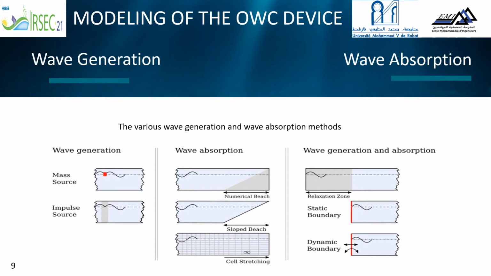For wave generation, as I showed, there are a variety of ways to create waves. The mass source, static boundary, impulse method, and dynamic boundary can all be used to generate waves. For wave absorption, this can eliminate reflection and dissipate waves using a numerical beach.